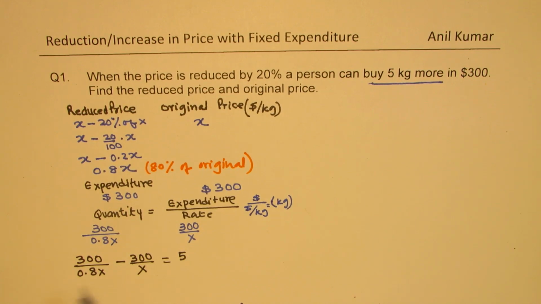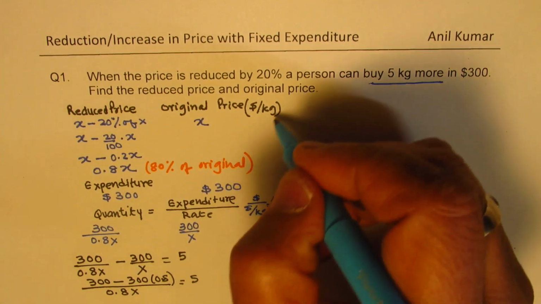Now we need to solve this equation, taking a common denominator and then solving. I'm actually not reducing the numbers, to show you that finally we get similar numbers. I could have simplified here and done all this in no time, but I'm not doing that. I'm taking the common denominator of 0.8x. In that case, we have 300 minus this gets multiplied by 0.8, correct? And that is equal to 5. So this is the equation which we get and which we need to solve. Perfect.